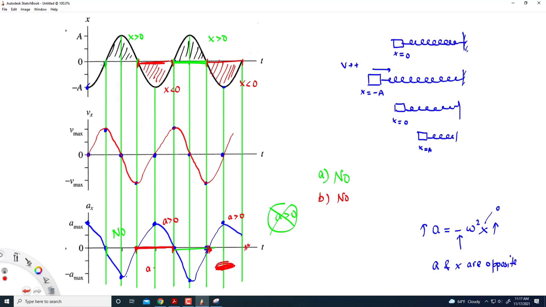So when the displacement is negative, you see acceleration to be positive. When you see x to be positive, you see acceleration to be negative. When you see that to be negative, you see that to be positive. So you can now conclude about the sign of a and x. They are opposite to each other, right? So a and x have opposite signs.